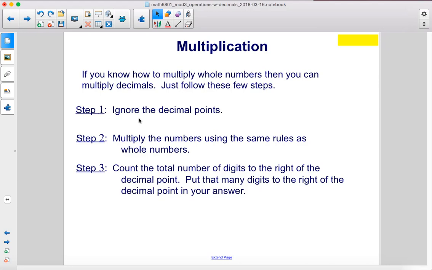Step 1. Ignore the decimal points. Step 2. Multiply the numbers using the same rules as whole numbers. Step 3. Count the total number of digits to the right of the decimal point. Put that many digits to the right of the decimal point in your answer.